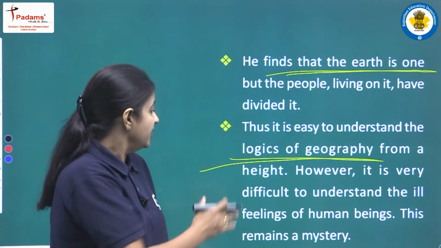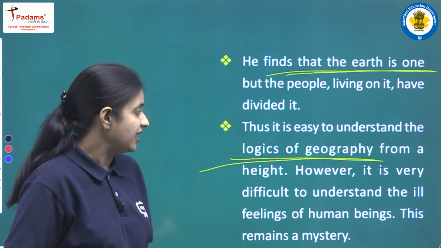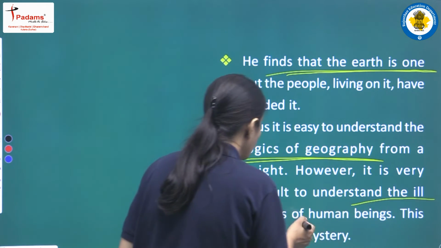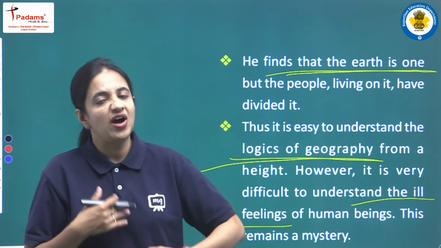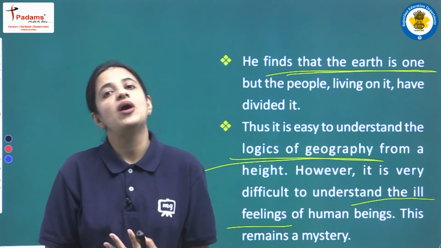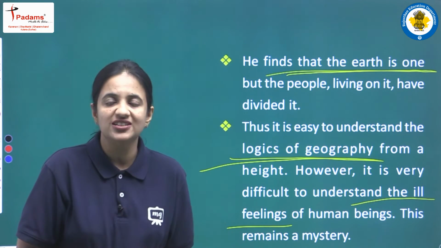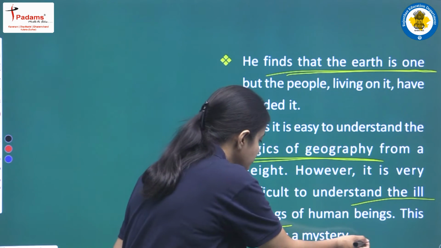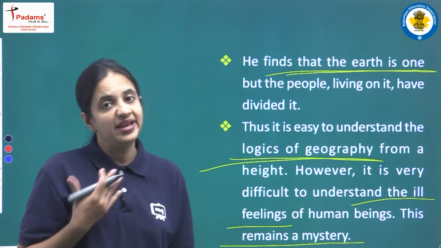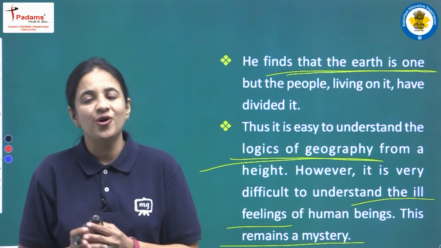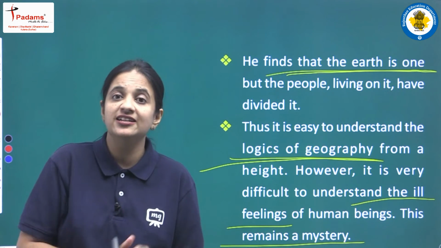But still it is very difficult to understand why we human beings have so many ill feelings, why we have hatred for each other, why we kill each other, why we fight with each other. So this is still a mystery, and it remains a mystery for the poet, and even from that height the poet is still unable to understand the reason.